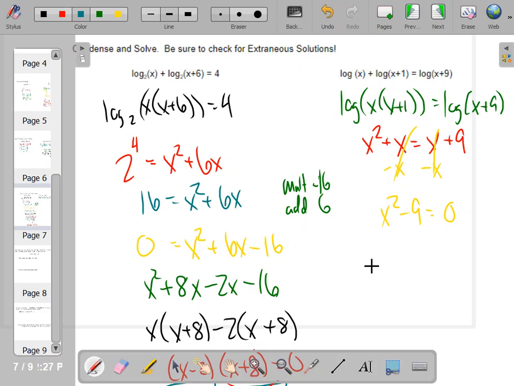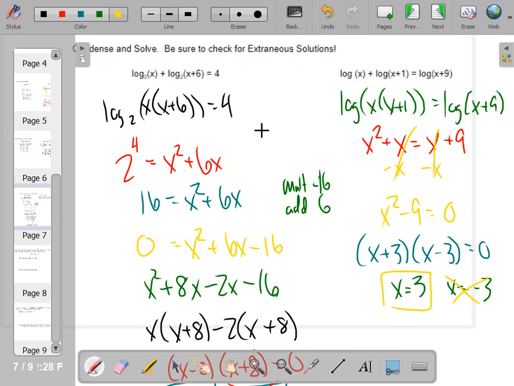I'm going to solve it by factoring. That's x plus 3, x minus 3, which means x is either 3 or negative 3. However, again, you can't take the log of negative 3, so this is extraneous. The only answer is x equals 3. That's the only one that actually solves the original equation.